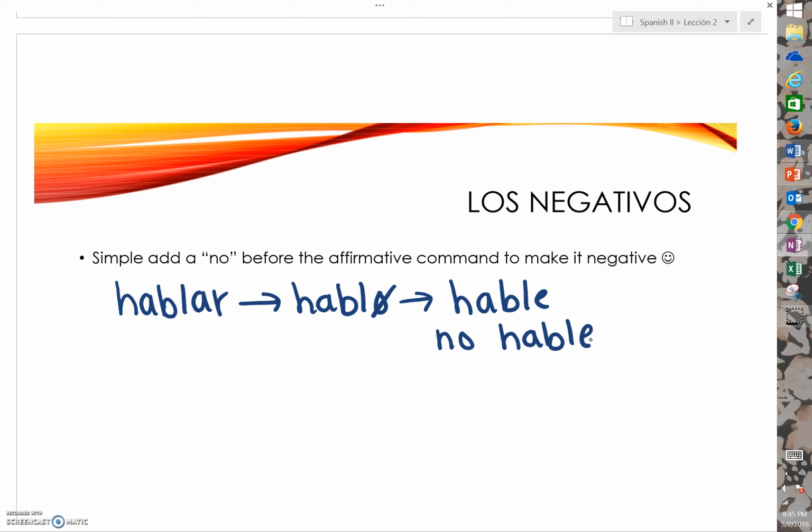And that's it. Tomorrow we'll do more practice with affirmative and negative usted commands. We'll also start talking about how we deal with pronouns and affirmative and negative usted commands.